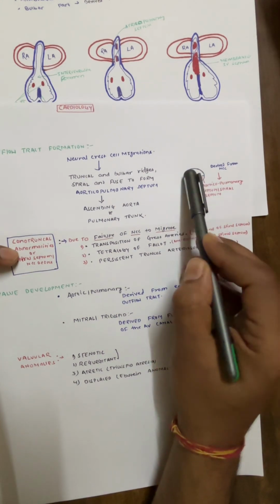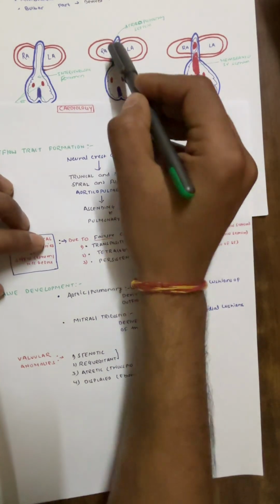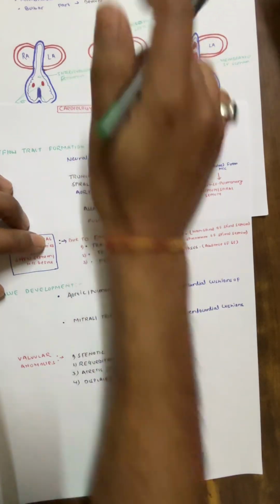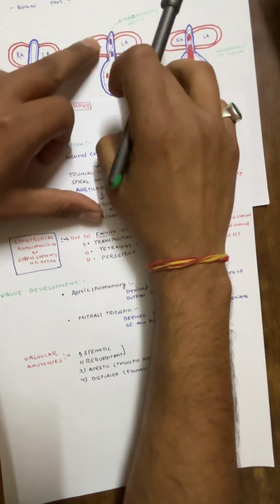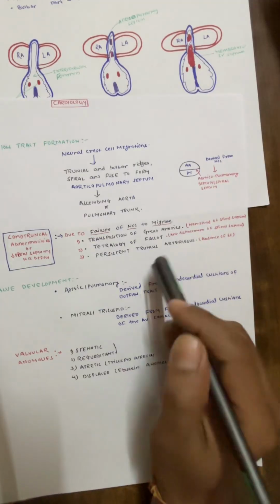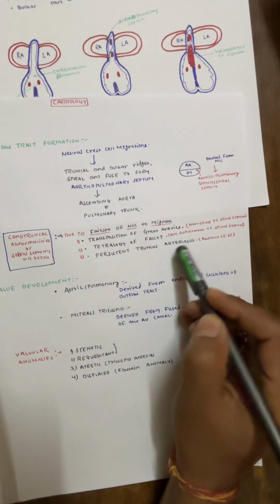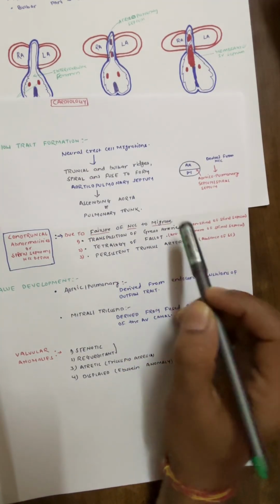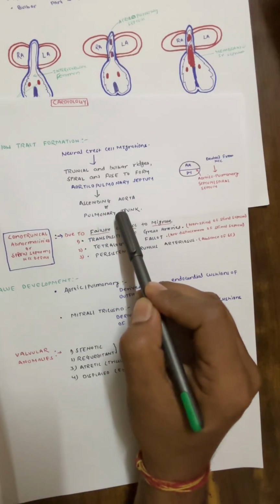Now what happens if there is absence of this spiral septum? What happens if there is no septation in between? Suppose there is no septation, then there will be only one pipe over here, only one outflow. It means persistence of truncus arteriosus. Truncus arteriosus will not divide into ascending aorta and pulmonary trunk.